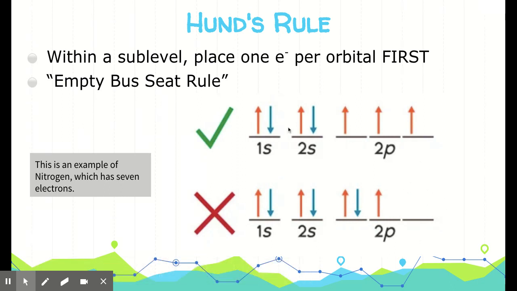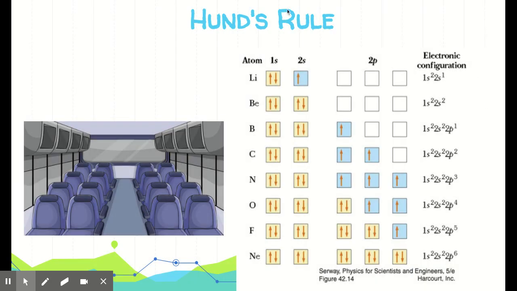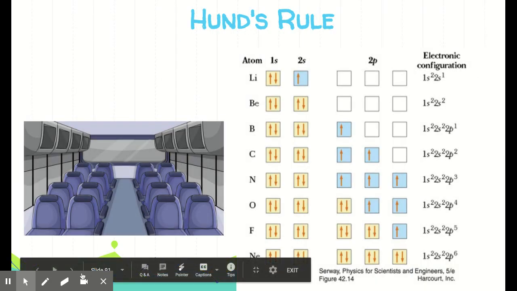And again, this is representing nitrogen, okay? So you'd have 1s2, 2s2, 2p3. So you'd have an up, up, up. This is representing how the electrons are spaced out within each orbital and that they balance each other out. So it goes with the empty bus seat rule, okay?